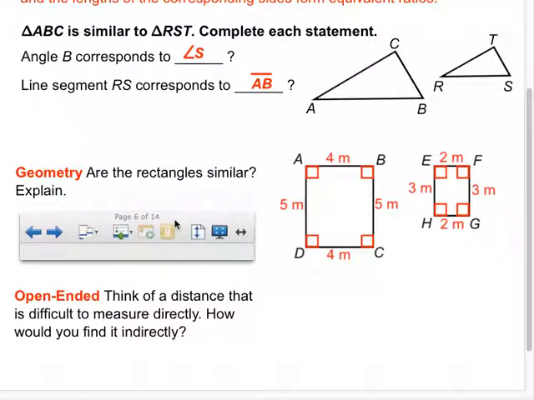The class this morning had a hard time with this problem. Geometry. Are the rectangles similar? Are these similar? Remember what we set up above. Now, they're both rectangles, but that doesn't mean they're similar. No. You have to verify it. We just went over the definition of similar. How do I know if these two are similar or not?